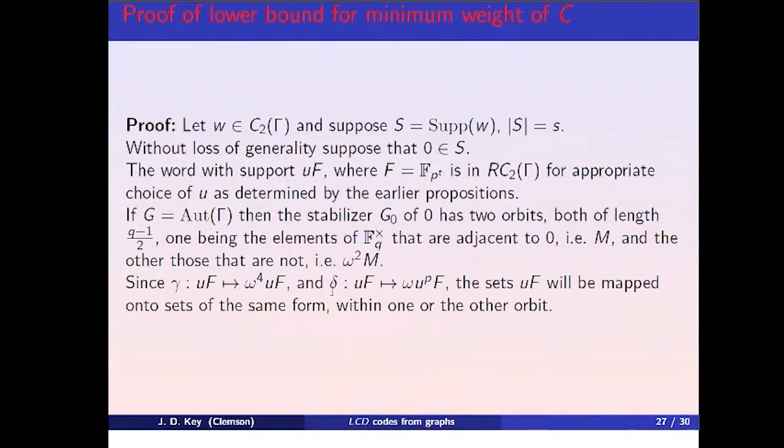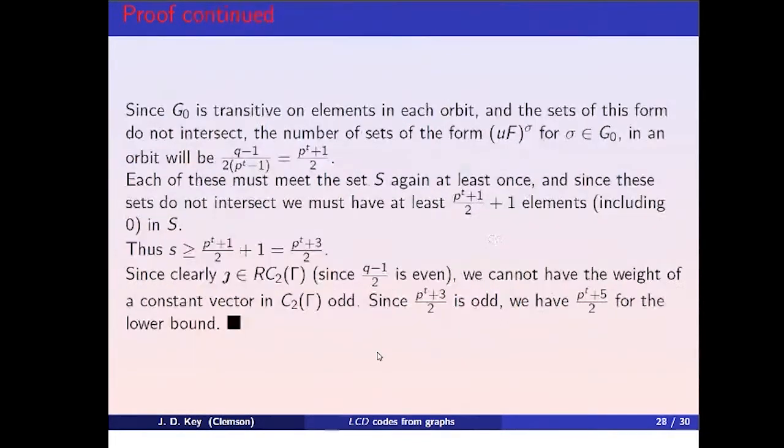Now, you've got mappings gamma and delta. The sets U, F will be mapped onto sets of the same form. They have to be within one or the other orbit. And since it's transitive on elements in each orbit, sets of this form don't intersect. And the number of sets, you just do a count: (q-1)/2, you divide by p^t minus 1, because each of these has that number of elements, and you get that.